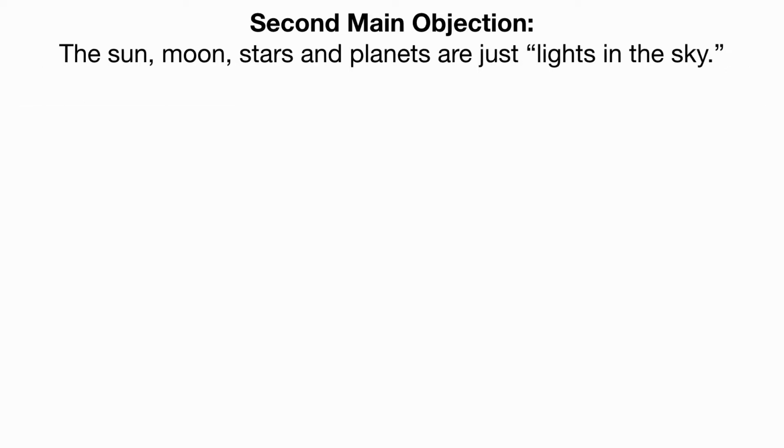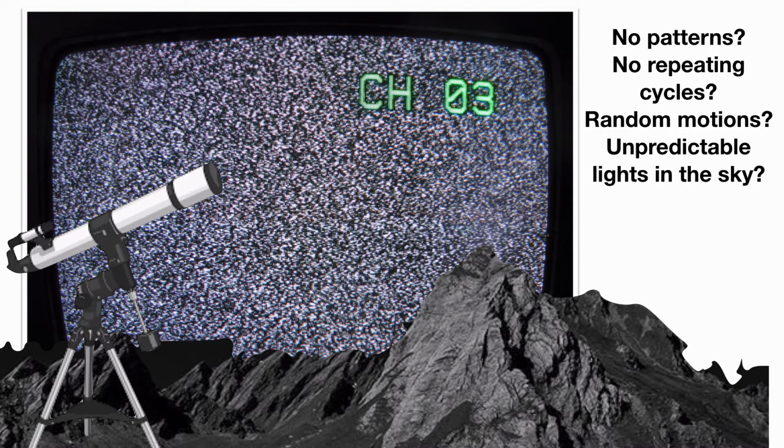Okay. Second main objection is that the sun, moon, stars and planets are just lights in the sky. Oftentimes you hear people say that. So let's yank the cable out of the back of a television set, or tune it to a station between the stations, and we just get white noise static. Now, what if we imagine that that was the night sky and we're pointing our telescope at it? Are there no patterns? There are no repeating cycles? Is it just random, unpredictable? I hope you would agree that, yes, the television static is random, but the actual night sky is not random. There are definitely patterns that you can pick up by examining the sky.